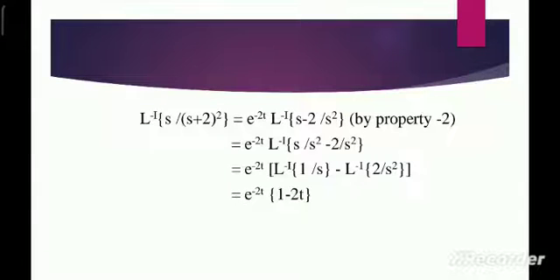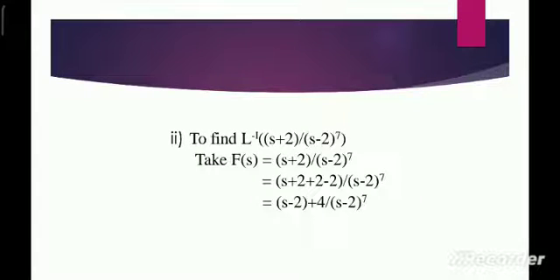If we take L inverse on both sides, we have e power minus 2t into L inverse of (s minus 2) by s squared. Here that s plus 2 is reduced to s by property 2. Hence we have e power minus 2t L inverse of s by s squared minus 2 by s squared. By cancelling s here, we'll get L inverse of 1 by s minus L inverse of 2 by s squared. That is also equal to e power minus 2t into L inverse of 1 by s is 1, and 2 by s squared, that is 2 is constant, 2 into L inverse of 1 by s squared, that gives t.